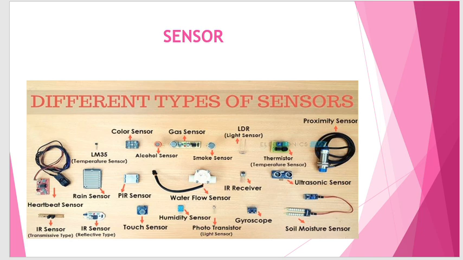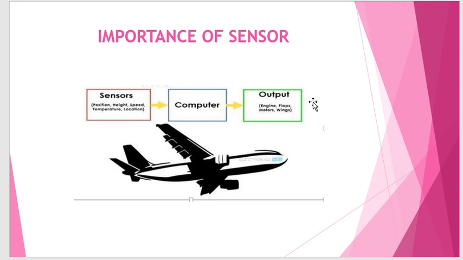Let us concentrate on the automatic aircraft system. It is a closed loop control system. For example, consider a flight or an aeroplane. Position, height, speed, temperature and location have to be measured. In order to measure position, height, speed, temperature, location and humidity, we need sensors. So different varieties of sensors are required.